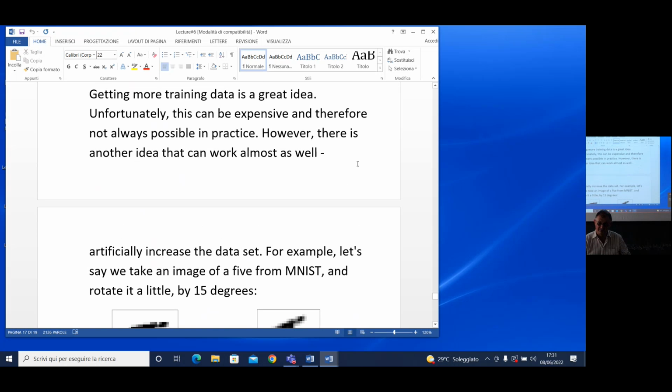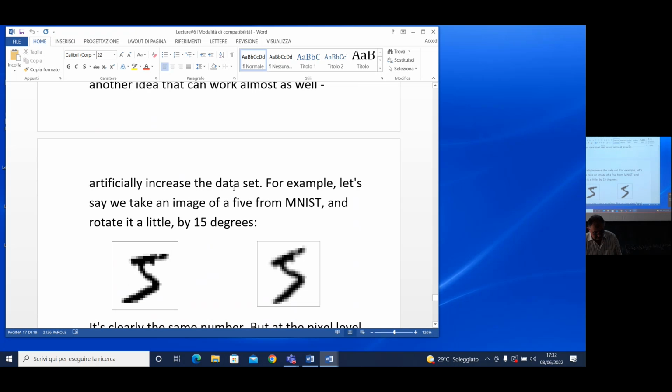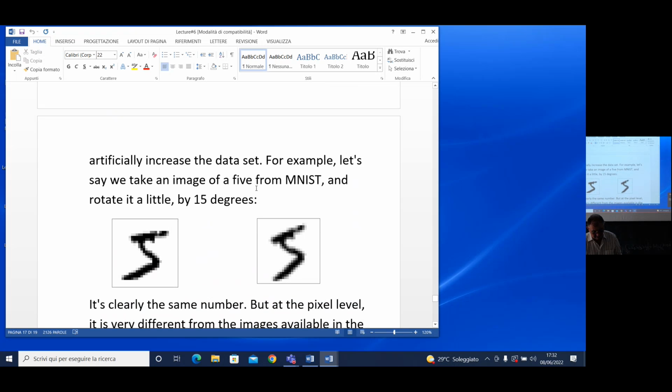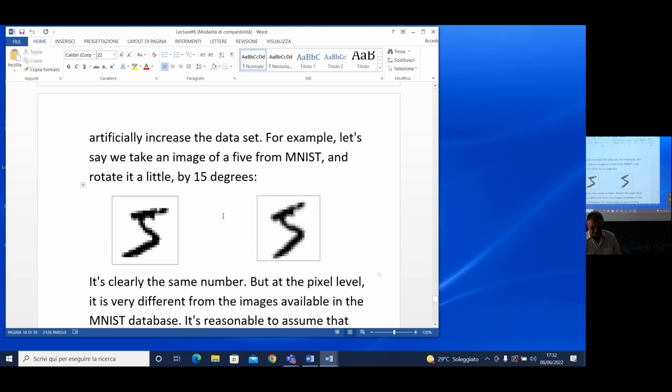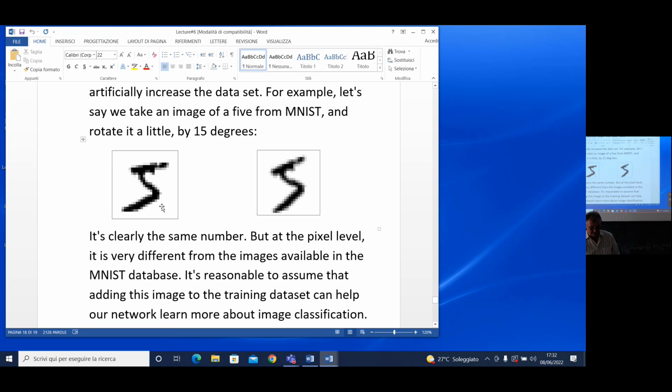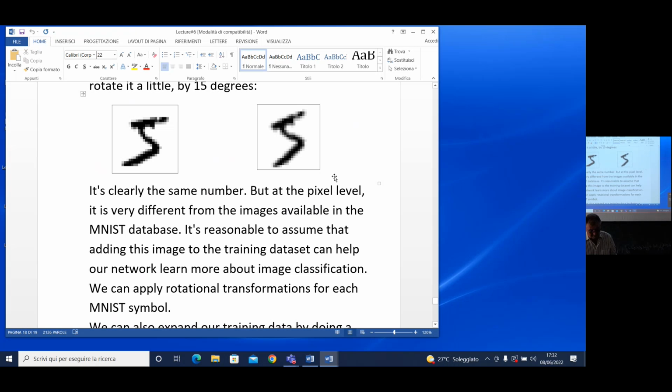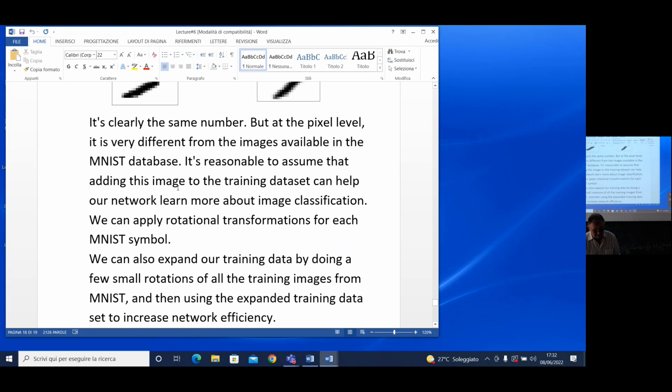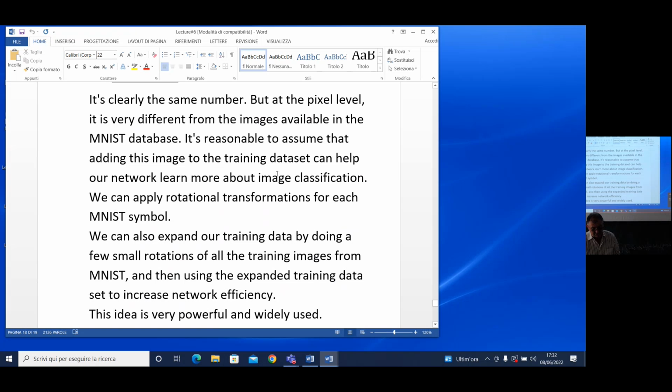But there is some possibility to make an artificial increase of our data. For example, if we take one image of a digit from our data set and rotate it, for example, by 15 degrees, it is clearly the same number, but at the pixel level, as we scan this image now, it is very different from the image available in the MNIST database. So it is reasonable to assume that adding this image to the training dataset can help our network learn more about image classification.